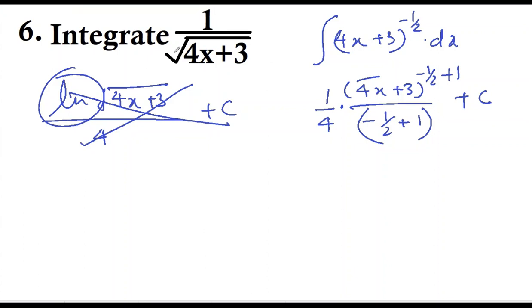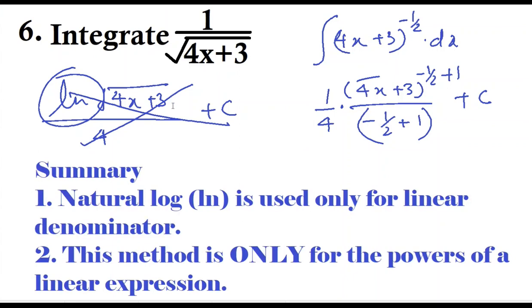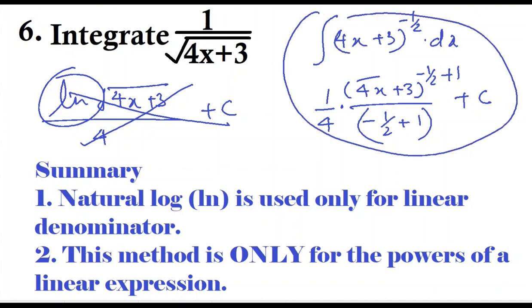Natural log is only for the reciprocal of a linear denominator, that kind of situation. So the summary here is that natural log is only for the cases where the denominator is a complete linear part, not square root, not square, nothing else. Second, the method I just showed you is only if a linear expression has some power. If it was (4x squared plus 3) to the power minus half, then even this method wouldn't work. So it is only for something linear and its power.